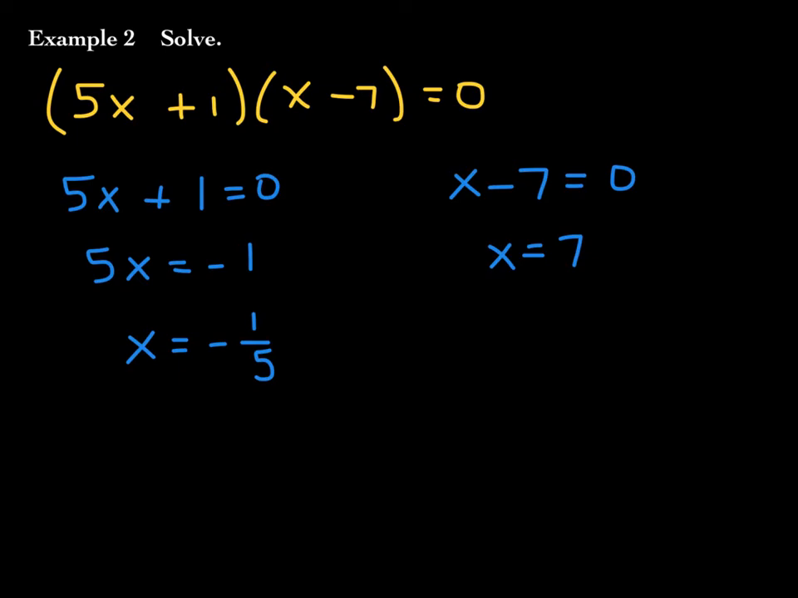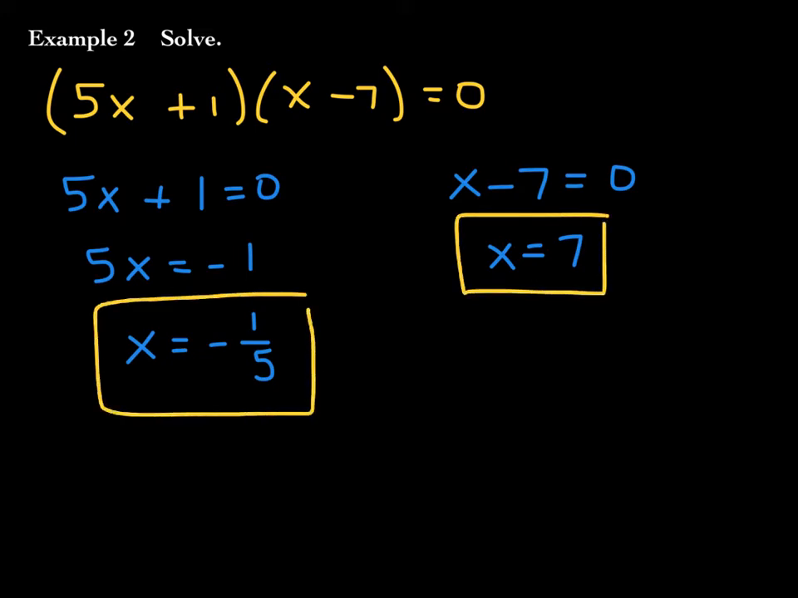All right, so I got 7 or negative 1/5 as solutions. I set each factor equal to 0 and solve. This one I just had to add 7 to the right and I was done. But this equation, I had to subtract 1 and then divide by 5. So we have two solutions: x is equal to 7 or x is equal to negative 1/5. All right, I hope that was smooth for you. Let's look at another example now.